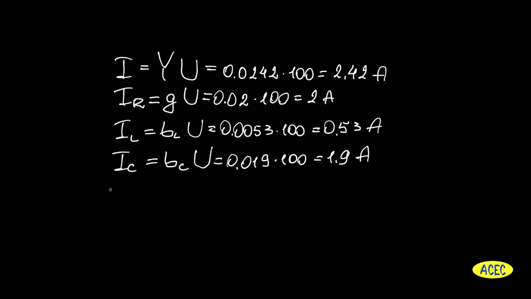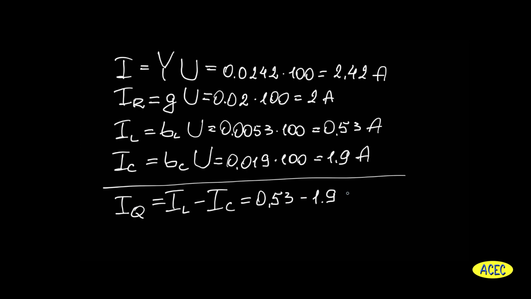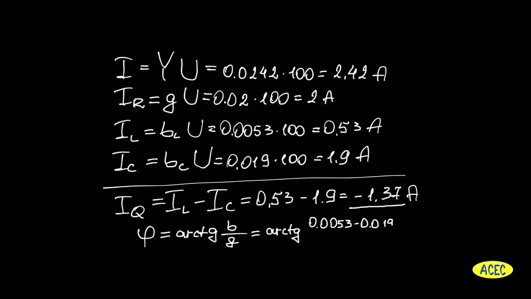Thus, we found all currents, their RMS values. Active current is the current of the resistor, and reactive current is the difference between two currents, the current of the inductor and the current of the capacitor. And the phase shift is 34 degrees. All this data we will use for the vector diagram.